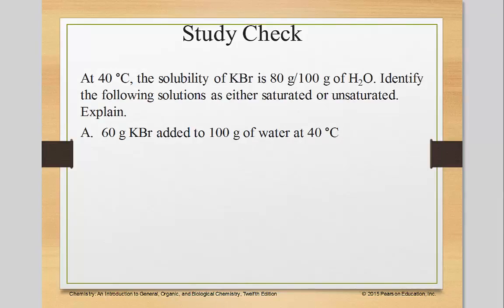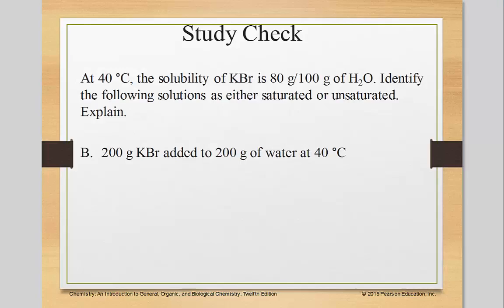Alright, so let's do some mathematical type equations. And it's really not as much math as it is a comparison. So at 40 degrees, KBr solubility is 80 grams of KBr per 100 grams of water. If there's only 60 grams in there, it's still not that maximum, so it's still considered unsaturated.